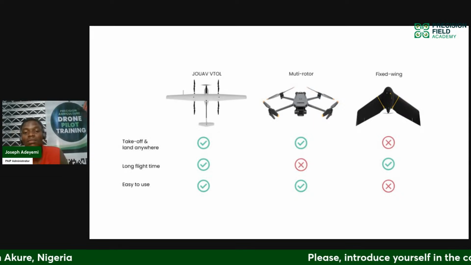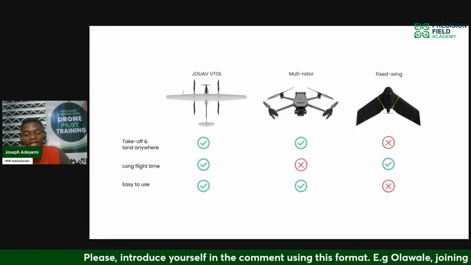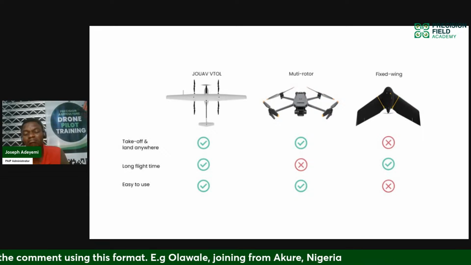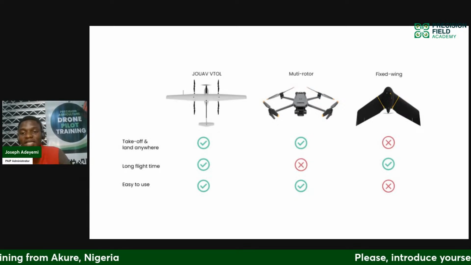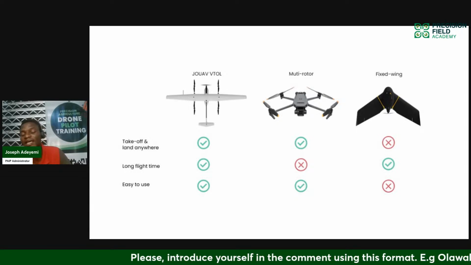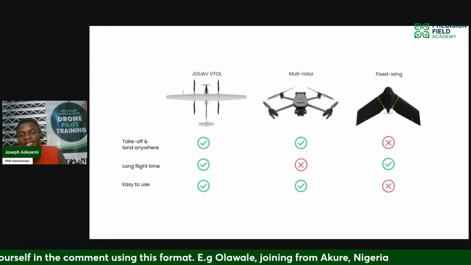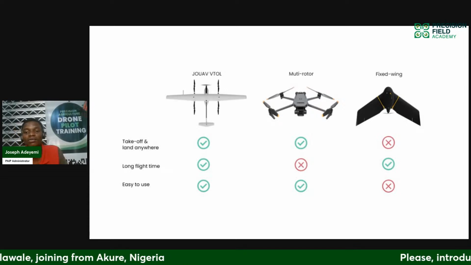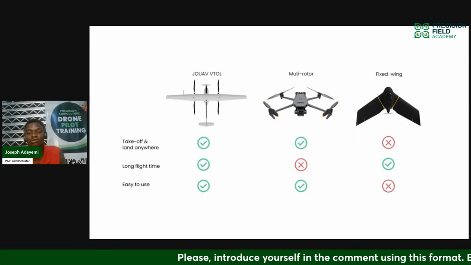Under multi-rotor, it gives you the capability to take off and land anywhere as well because it uses the VTOL, vertical takeoff and landing flight principle. But it doesn't support longer flight time because it uses multiple rotors, and each of these propulsion systems drains the battery very fast because it consumes so much energy to get up there. So it has a shorter flight time. It's also easy to use. You can quickly get accustomed to the flight controls to get the drone running.